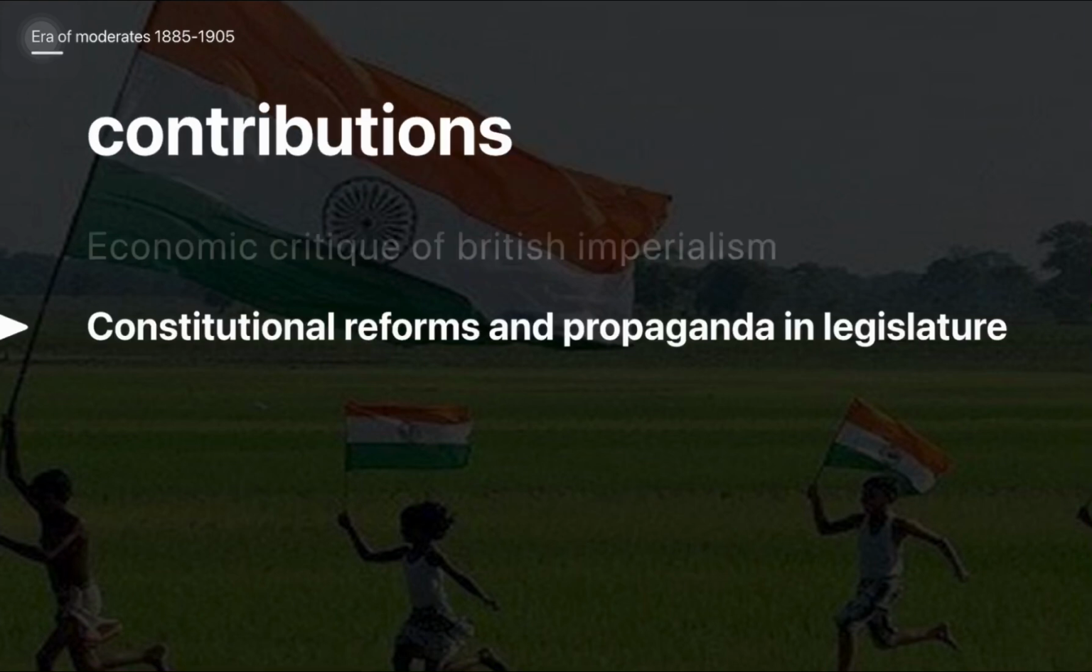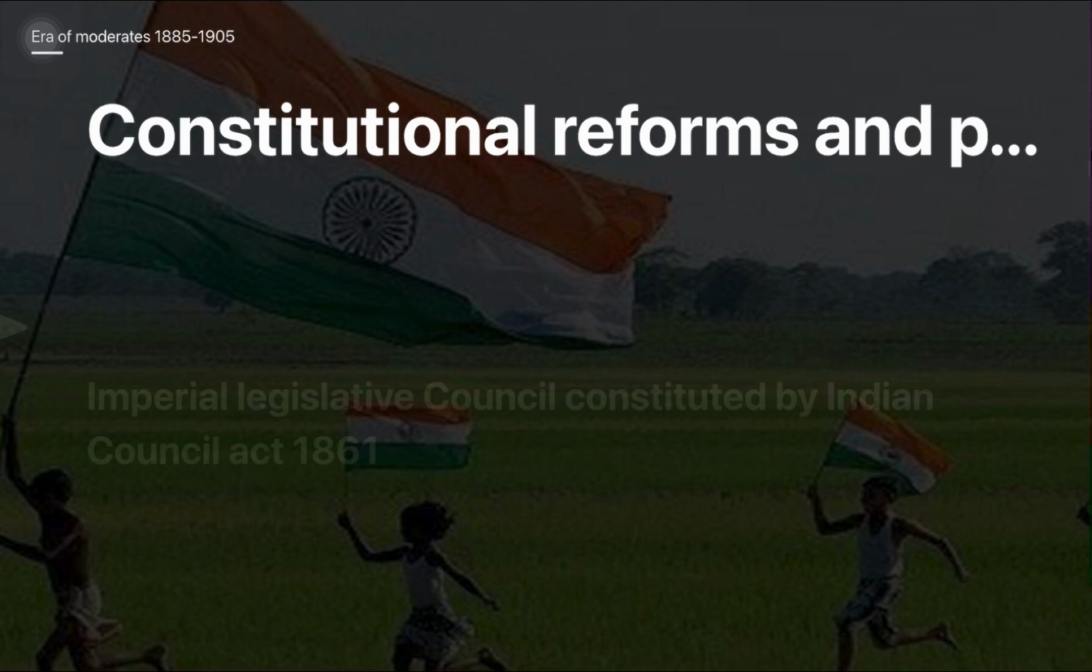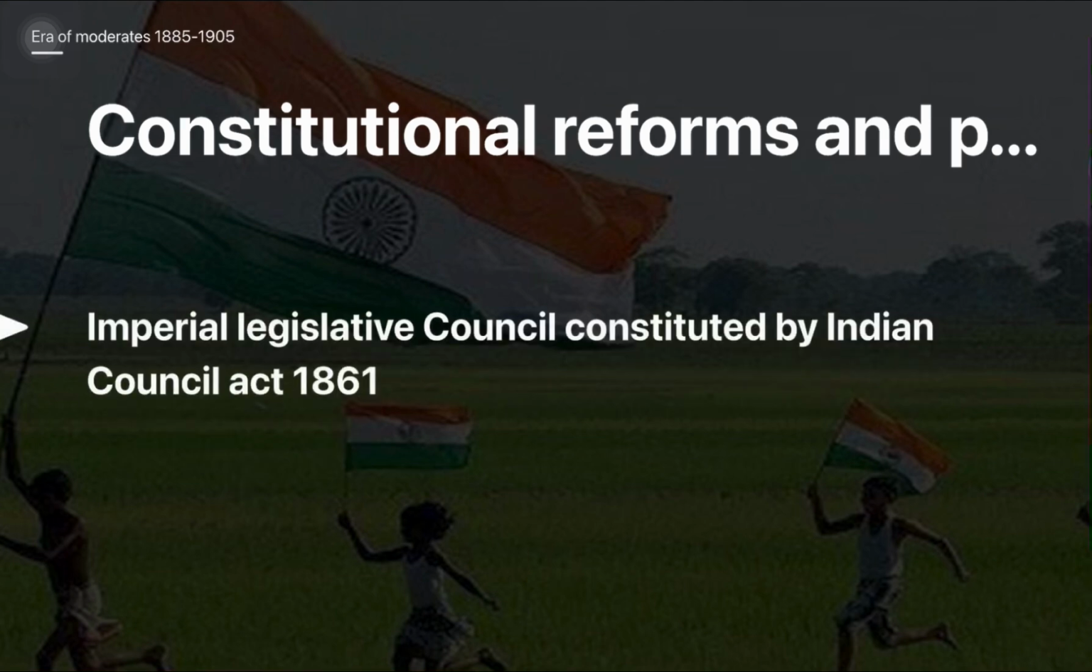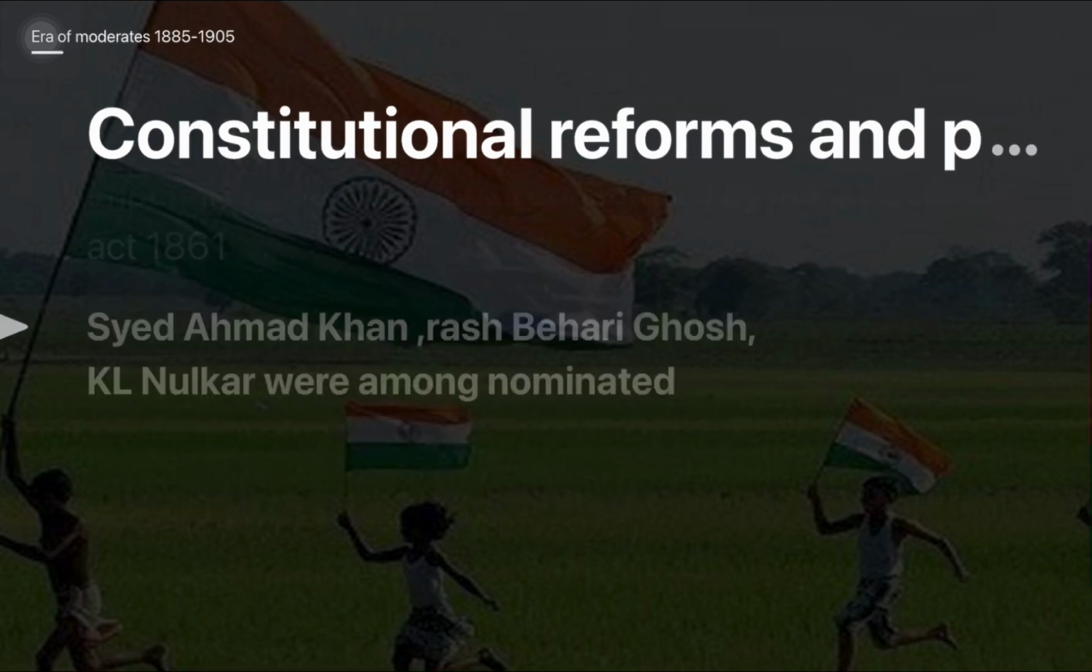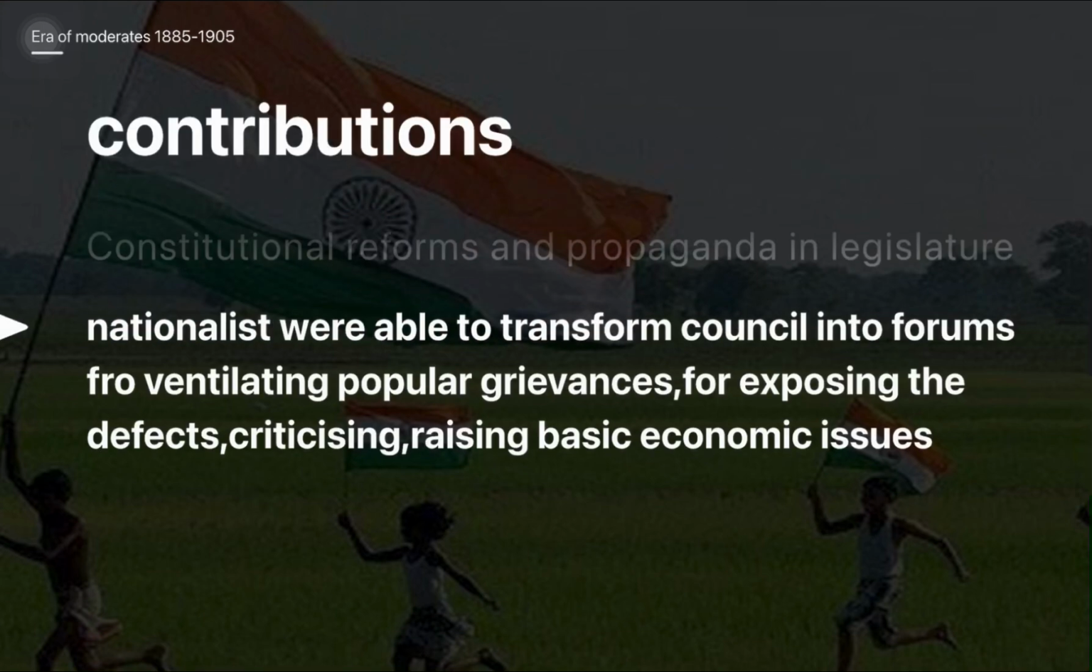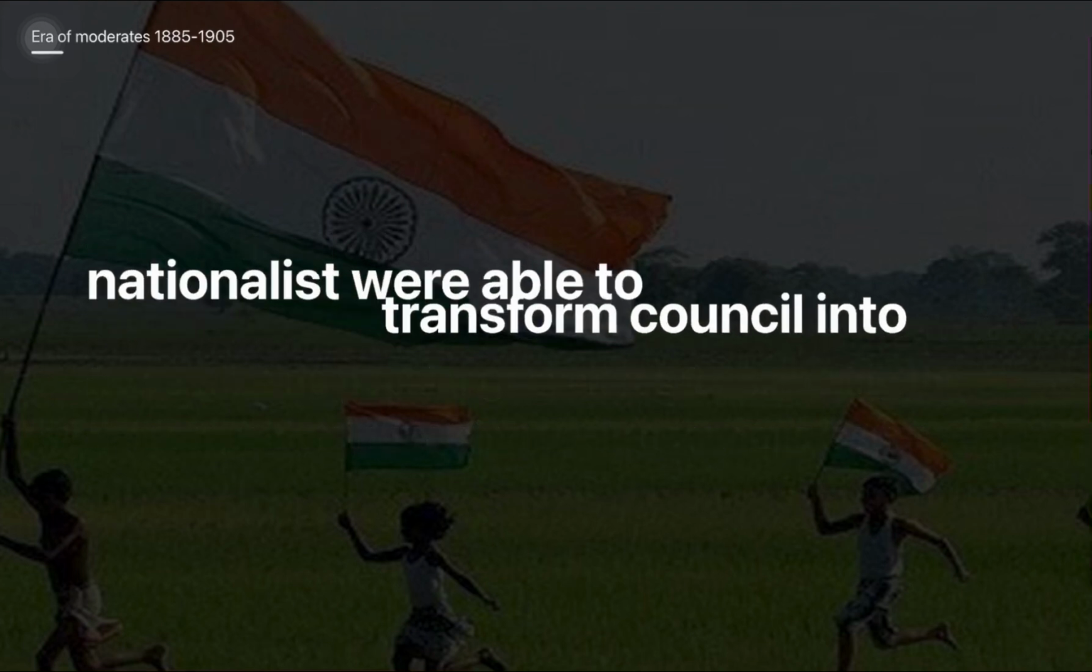They were rewarded with constitutional reforms like the Imperial Legislative Council constituted by the Indian Council Act of 1861. Sayyid Ahmad Khan, Raj Bihari Ghosh and K.L. Narulkar were amongst those nominated. Nationalists were able to transform the councils into forums for ventilating popular grievances, for exposing the defects, criticizing, and raising basic economic issues.